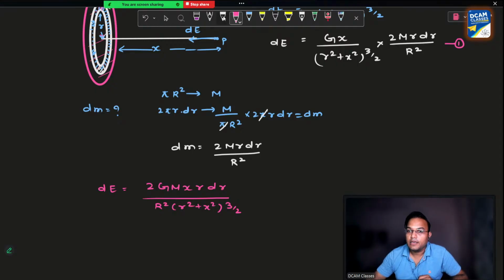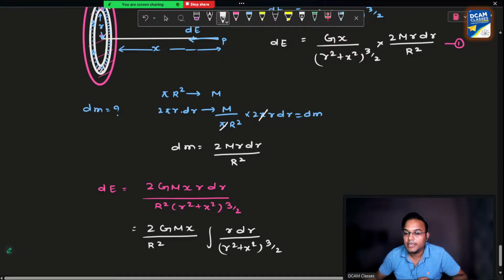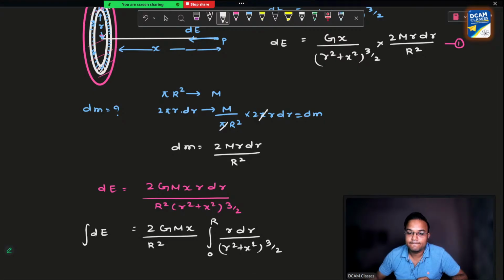r is variable. What is variable? r, because it is inside dr. So 2GMx by capital R square will come outside. r dr by (r square plus x square) whole power 3/2 will be inside the integration, because I'm integrating small r from 0 to capital R.